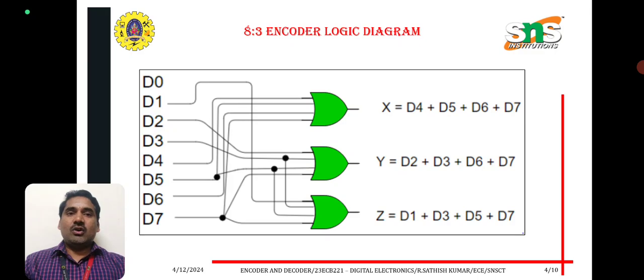Now let us see the logic diagram, the 8 to 3 encoder logic diagram. Inputs are given as D0 to D7. D4 plus D5 plus D6 plus D7 are combined with an OR gate, which produces the output X. D2 plus D3 plus D6 plus D7 combined with an OR gate produces the output Y. D1 plus D3 plus D5 plus D7 combined with an OR gate produces the output Z. This is the logic diagram of the 8 to 3 encoder.